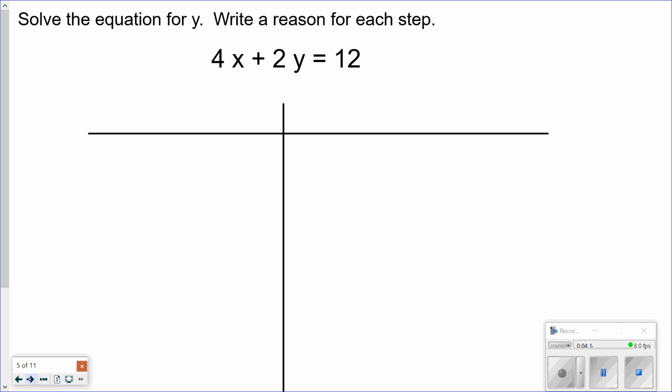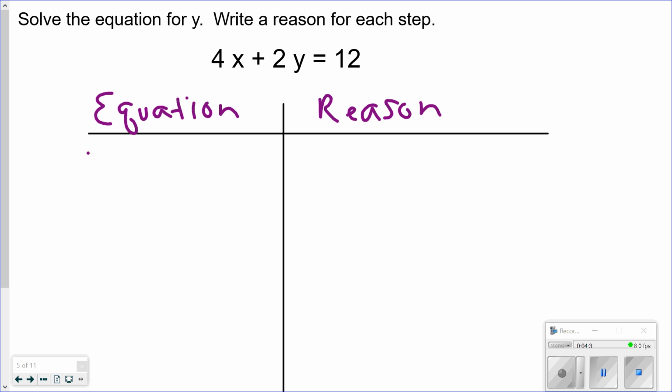Solve the equation for y. Rewrite the reason for each step. So I'm going to do a similar problem here. I'm going to write equation, reason. All right, so what is given? Well, 4x plus 2y is equal to 12. That is given.